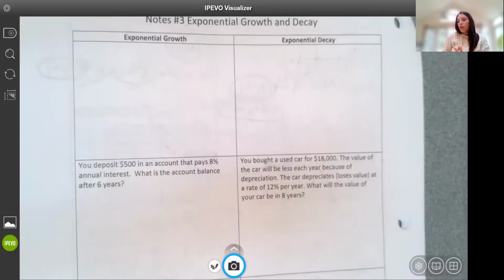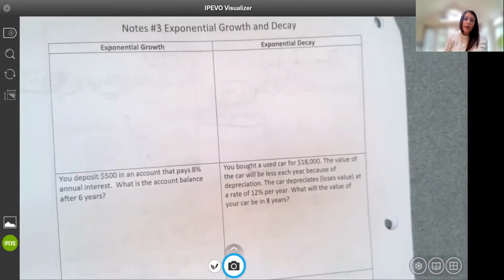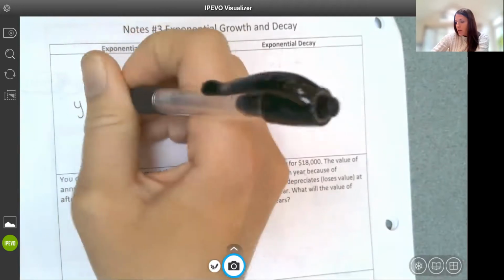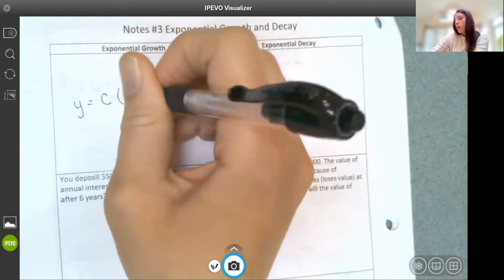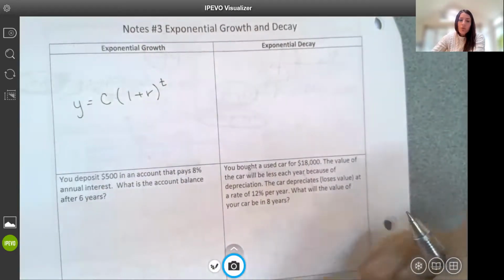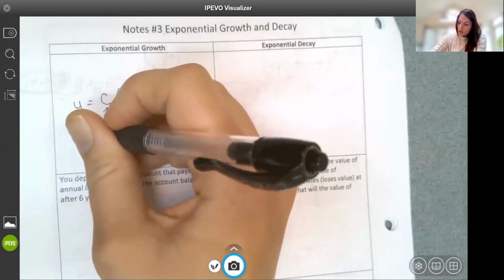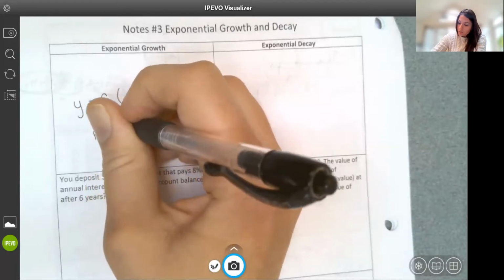So today we're going to be talking about some specific exponential models for growth and decay. So for growth functions, there's a set formula we can use given an application problem related to exponential growth. And that formula is y equals c(1 + r)^t. And so c is our initial amount, or sometimes called the principal.